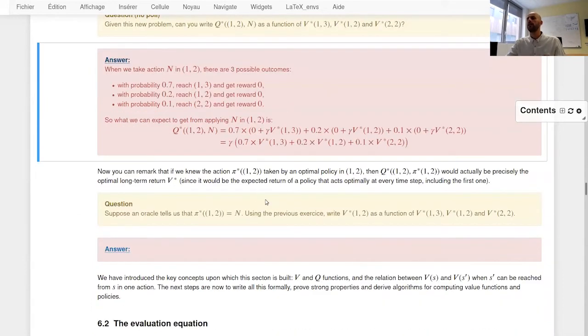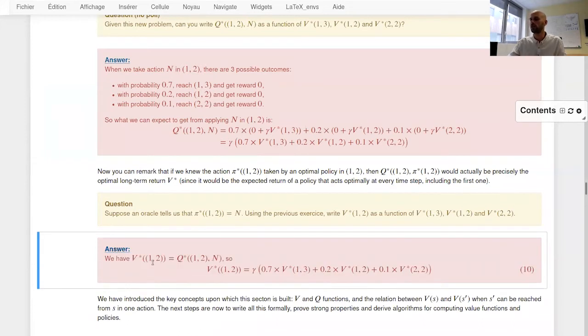And for the final question, now you can remark that if we knew the action pi star of 1, 2 that should be taken by an optimal policy in 1, 2, then Q star of 1, 2 for this specific pi star of 1, 2 action would actually be precisely the optimal long-term return V star from 1, 2, since it would be the expected return of a policy that acts optimally at every time step, including the first one. So using that remark, suppose that an oracle tells us what the optimal action is in 1, 2. Using the previous exercise, let's write V star of 1, 2 as a function of V star of 1, 3, V star of 1, 2, and V star of 2, 2.